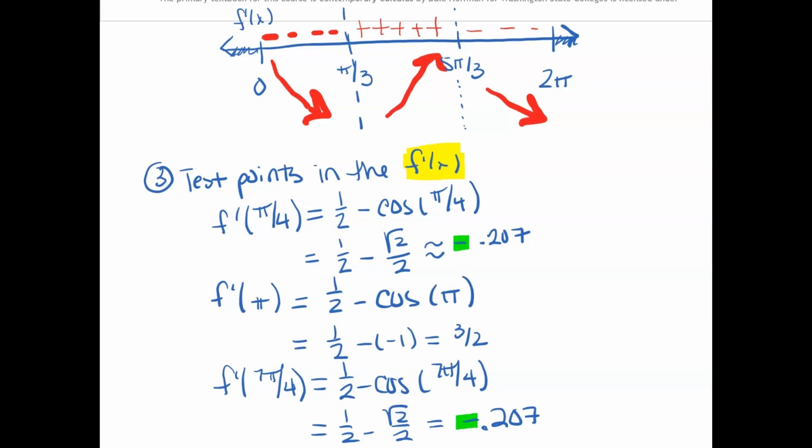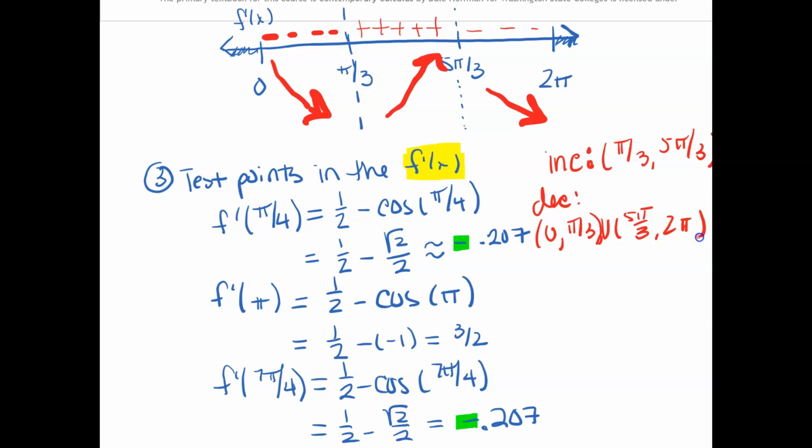And so if I write what we have found, I would say it is increasing on the interval from pi over 3 to 5 pi over 3. It is decreasing on the interval from 0 to pi over 3, union with 5 pi over 3 to 2 pi.